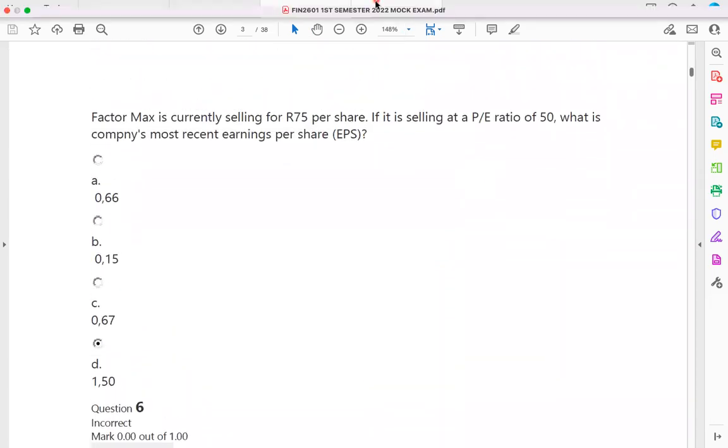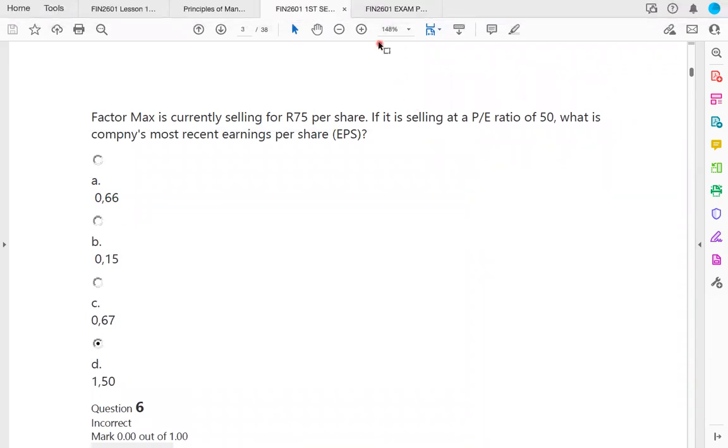Right, the next question, question number 5. Question number 5 says Factor Max is currently selling for 75 Rand per share. If it is selling at a price to earnings ratio of 50, what is the company's most recent earnings per share? Okay, so this is that unique relationship we were talking about before, right? Where we said we can take the price to earnings ratio and multiply it by the earnings per share, and then this should give us the price, right?